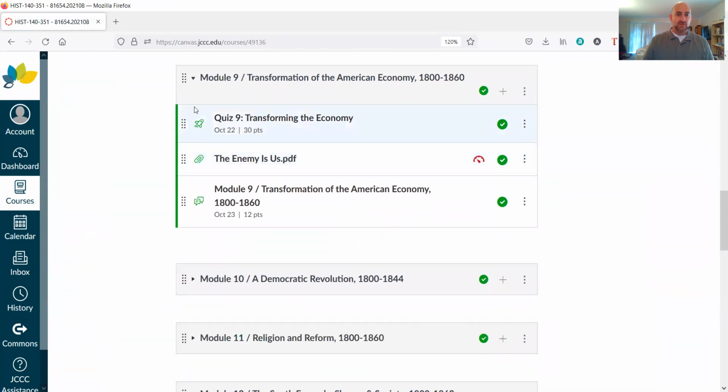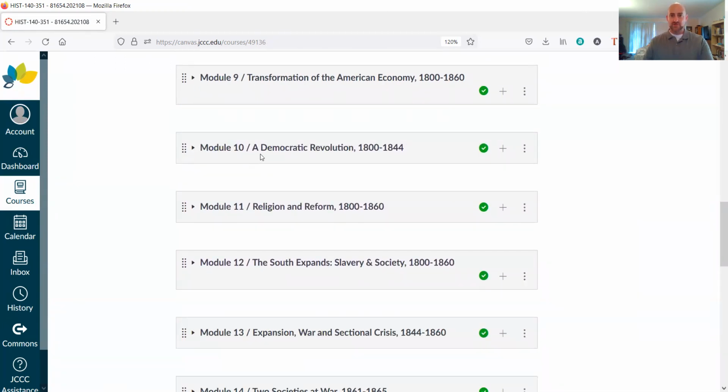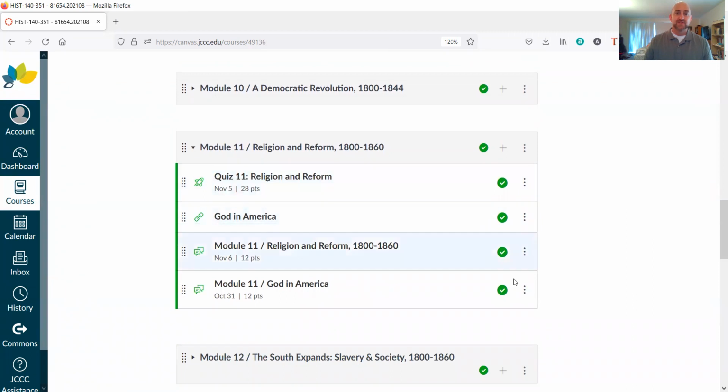Now we get down to the Democratic Revolution, that talks about the coming of universal male suffrage and true democracy in the 19th century. In module 11, in addition to your readings for that week, you also have to watch part of a documentary called God in America. This is all called Religion and Reform. And this is about religious changes in the early republic. Both the textbook, source reader, and the documentary.